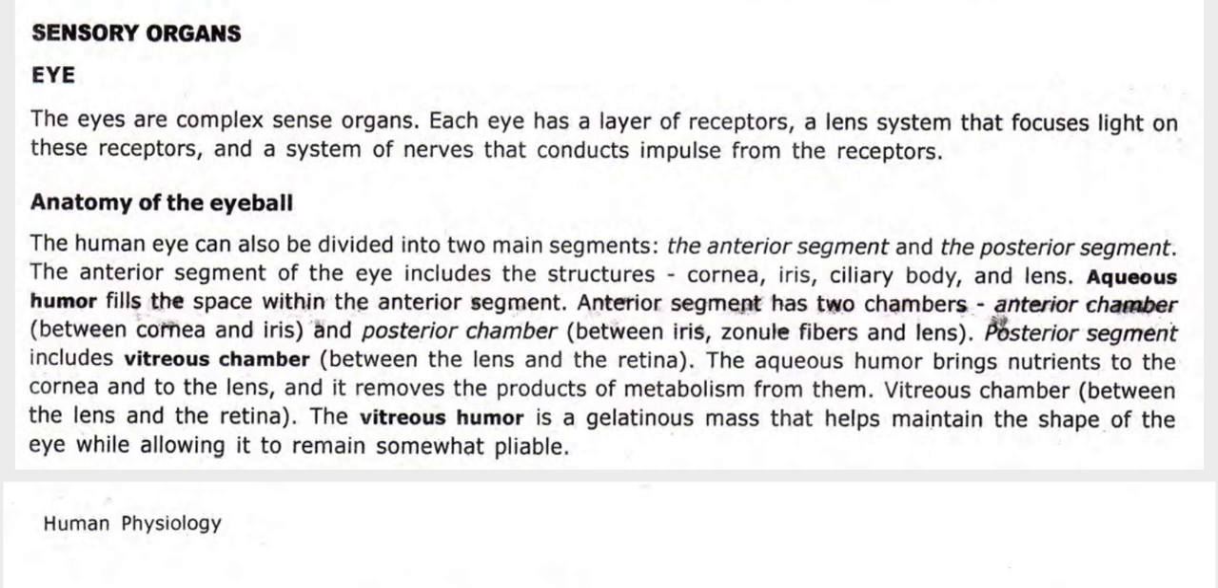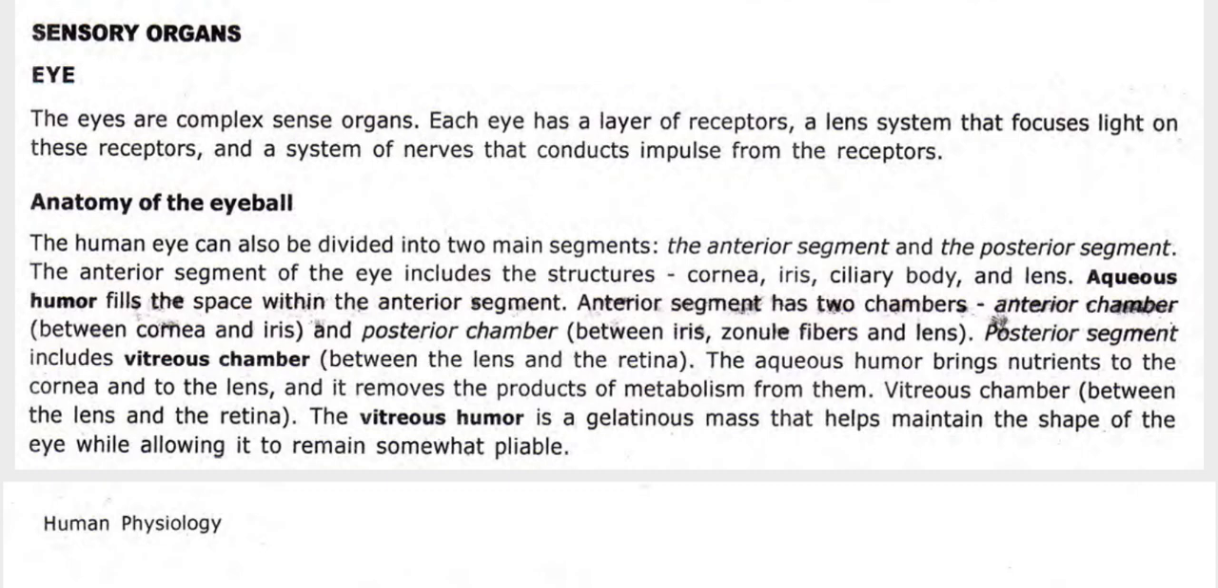Next, we are going to learn about the sensory organs. The eyes are complex sense organs. Each eye has a layer of receptors, a lens system that focuses light on these receptors, and a system of nerves that conduct impulses from the receptors.